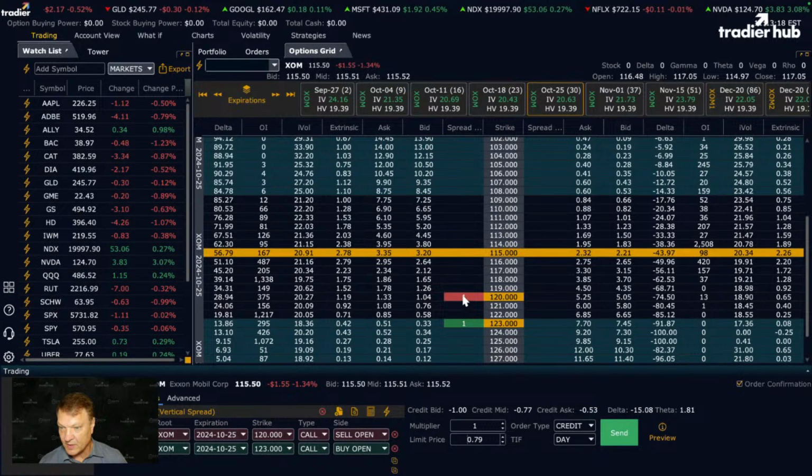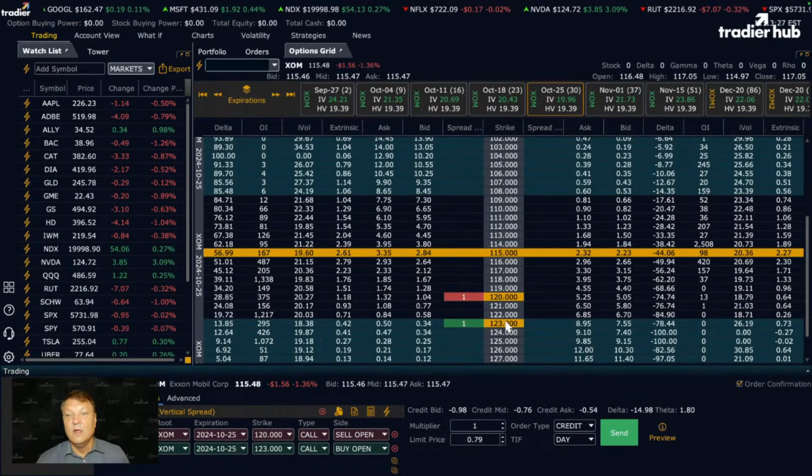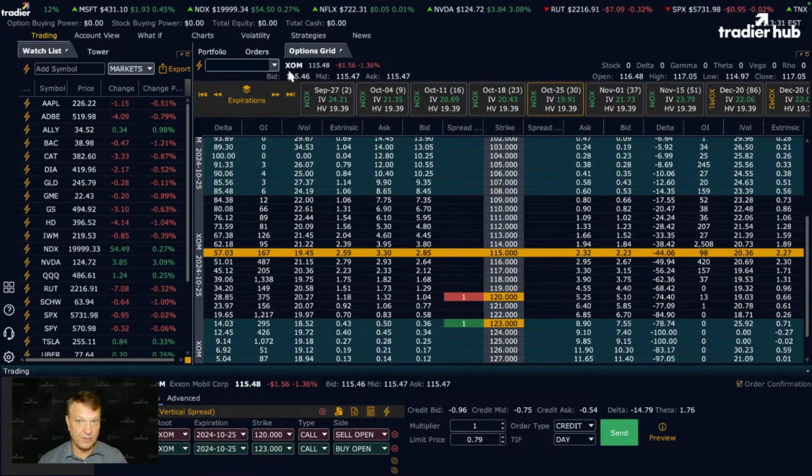I'm surprised that we're getting that amount. But I guess if you work the midpoints, that's not bad. 80 cents. Yeah, I like this trade even more. Okay, so here's our trade in ExxonMobil. This is going to be the official paper trade.